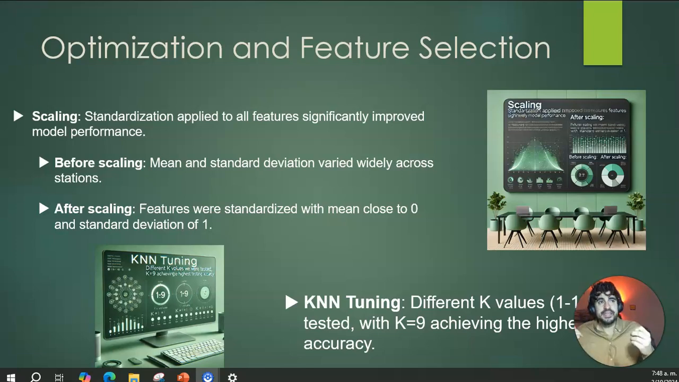So, regarding optimization of the data, scaling played a crucial role in improving the model performance. Initially, the data showed high variance in mean and standard deviation across stations. After scaling, the data was standardized, which helped the models to perform better. For example, for KNN, we tested different K values with a K equal to 9 giving the highest testing accuracy of 45%.